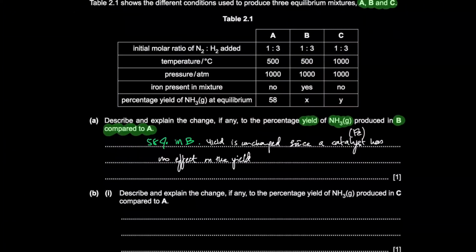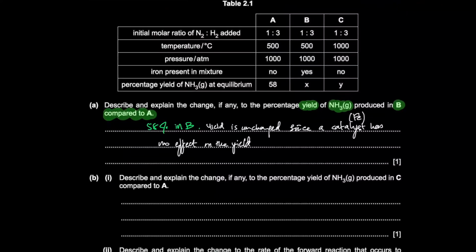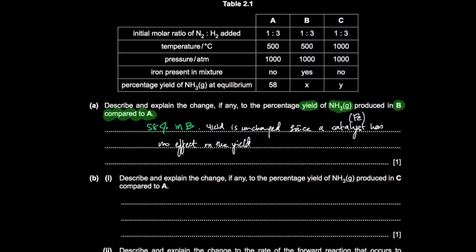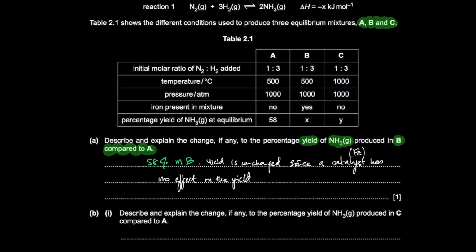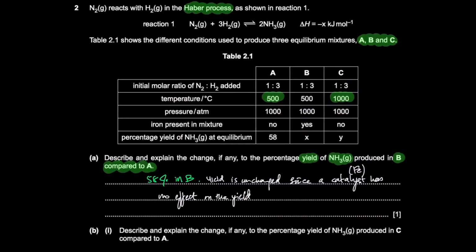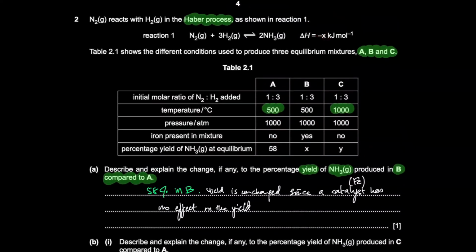Describe and explain the change, if any, to the percentage yield produced in C compared to A. The difference in C is that you are using a higher temperature. Everything else remains the same. Pressure remains the same. No catalyst present. So we have an exothermic reaction. This particular equilibrium, you should just know from memory, because they don't even have to mention that the Haber process is exothermic.